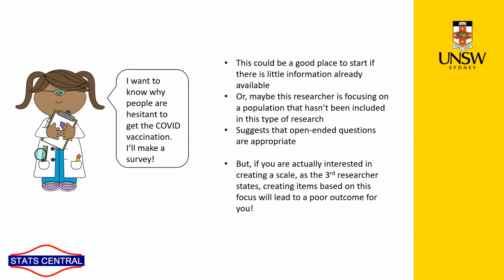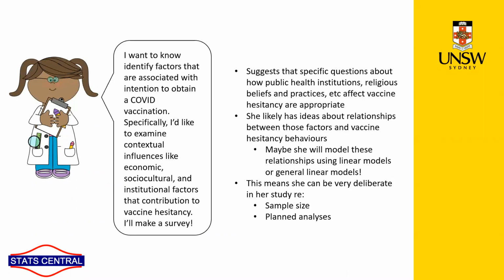But if you are actually interested in, say, creating that scale based on the health risk scale, stating your research goal as why people are hesitant to get the COVID vaccination and keeping that primary in your mind, that's going to lead you to not being able to create a very good vaccine hesitancy scale. So you want to be really secure in your purpose, and that's going to help guide you in the types of questions that you'll present to your respondents.